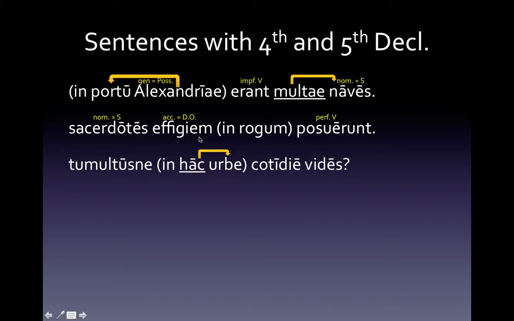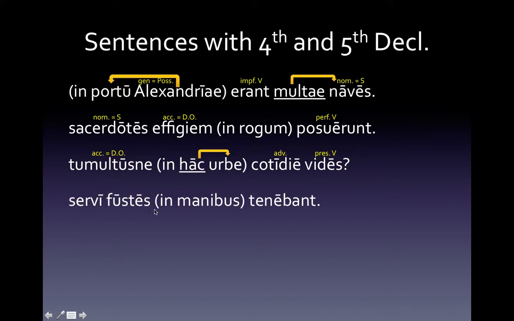Oh, we need to connect hoc to urbe. Hoc we have seen for many stages. However, we haven't officially learned it yet, as in you haven't memorized it. So you may need to look this up in the back of the book, look at the charts, and see that this is ablative singular feminine. So it is modifying urbe, which is also ablative singular feminine. All right, so back to our labeling. Tumultus, accusative, therefore it's our direct object. Quotidiae is an adverb, it means every day. And then videis is our present tense verb. So, do you see a crowd every day in this city?